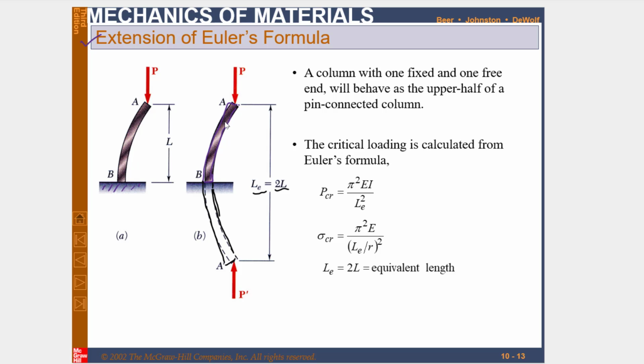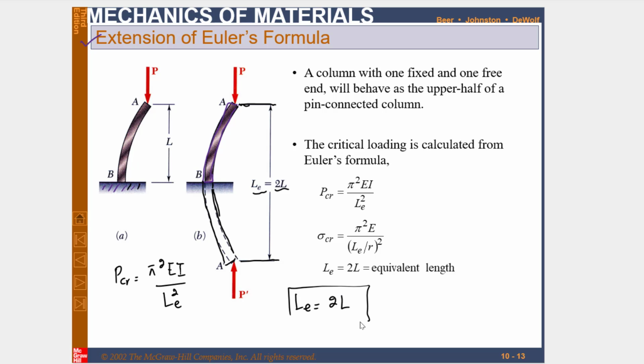Now this column shows the behavior of a column having both ends pinned, and for both ends pinned we have critical stress equal to pi square EI over L square. Now when the column has one end fixed and the other end free, the length becomes equal to 2L, and it will be known as effective length. So P critical will be equal to, the same formula will be used, but here instead of L, we use L effective, where L effective is equal to 2 times L.